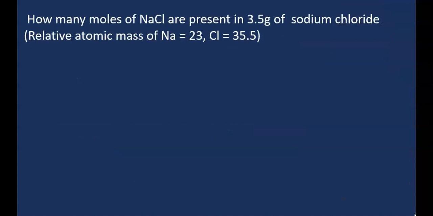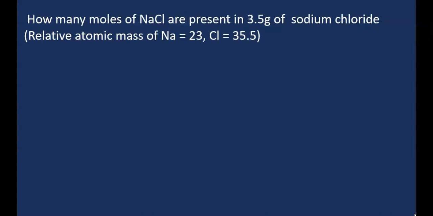Here is a typical question that involves calculating the number of moles. Find the number of moles of sodium chloride that are present in 3.5 grams of sodium chloride, given that the relative atomic mass of sodium is 23 and chlorine is 35.5.